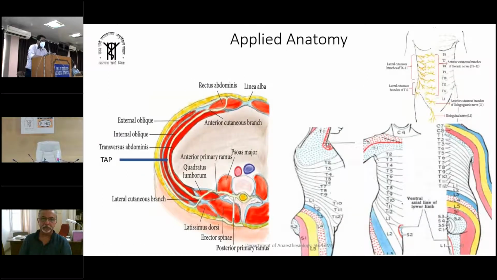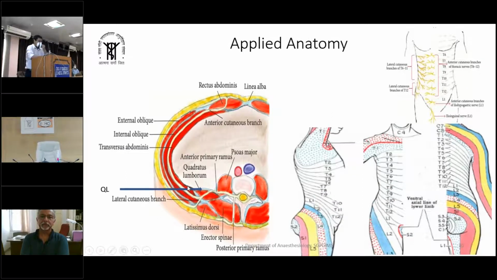So in 2007, the first to arrive was the transversus abdominis plane block, that is TAP block. Here, like I said, the anterior primary ramus runs in a plane between the transversus abdominis muscle and the internal oblique muscle. If we deposit a sufficient amount of local anesthetic in it, it will block the lateral cutaneous nerves. Since lateral cutaneous nerves are blocked, it will result in analgesia over the flank. Depending upon the volume of local anesthetic injected, it usually develops analgesia in the flank region from T8 to T12, and sometimes it also involves L1.